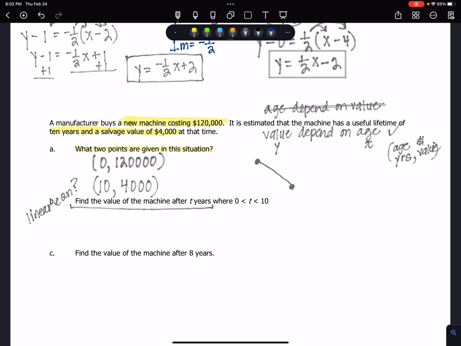So in order to do that, I need to find the slope. So the slope is going to be 120,000 minus 4,000 over 0 minus 10. Well, 120,000 minus 4,000 is 116,000 divided by negative 10. The zeros cancel out, and my slope is negative 11,600.